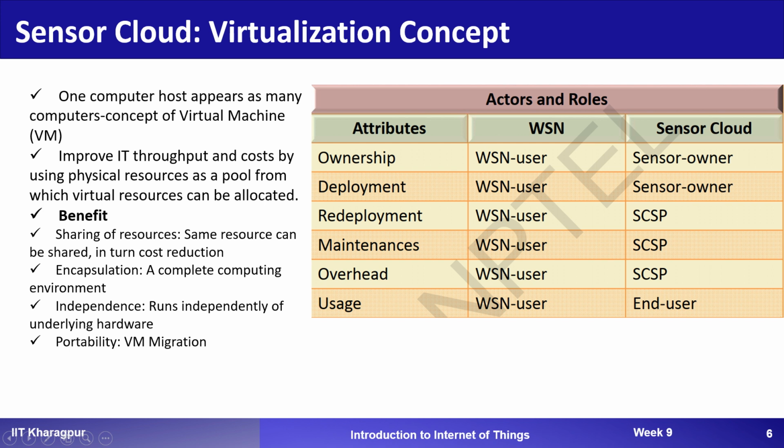Then for deployment, in case of WSN, users are responsible. In case of sensor cloud, sensor owners are responsible for deployment. For redeployment in a wireless sensor network, users are responsible, and for sensor cloud, the SCSP, that is the service provider, is responsible. Then for maintenance also, in case of WSN, only the end users are responsible. However, for sensor clouds, different users are responsible for different features. For example, for ownership and deployment, sensor owners are responsible. For redeployment, maintenance, and overhead, the SCSP is responsible. And for usage, end users are responsible.